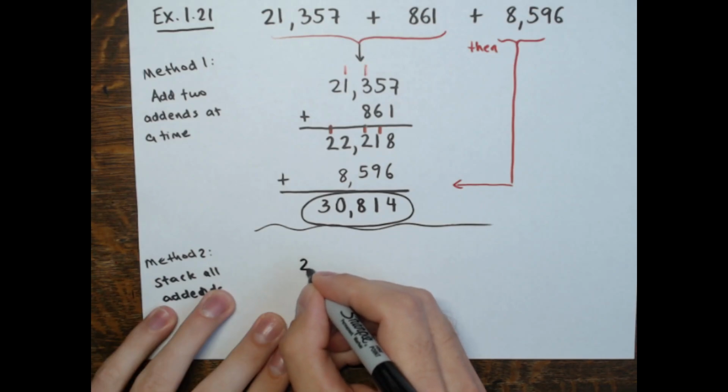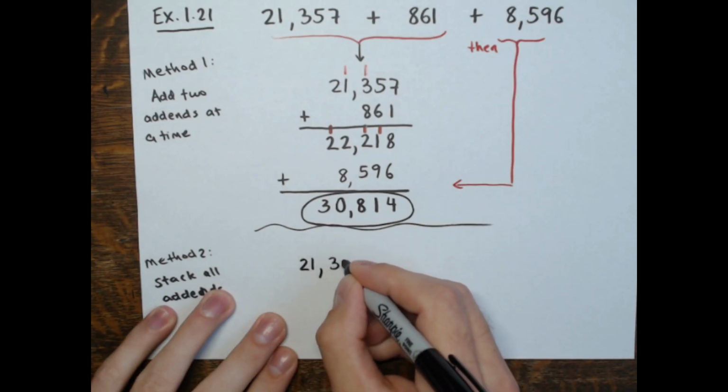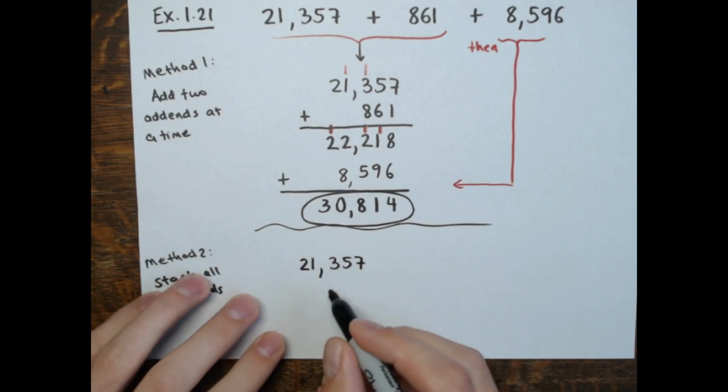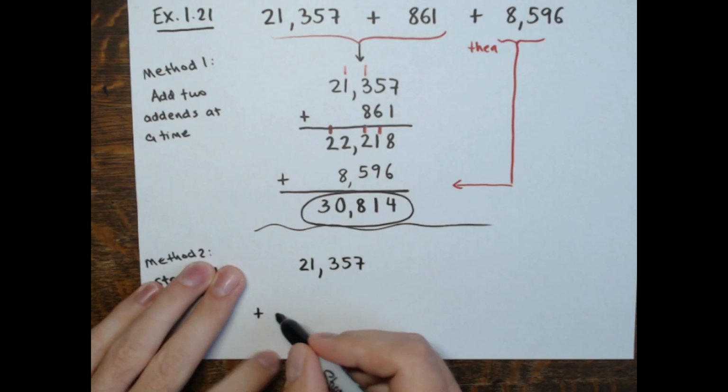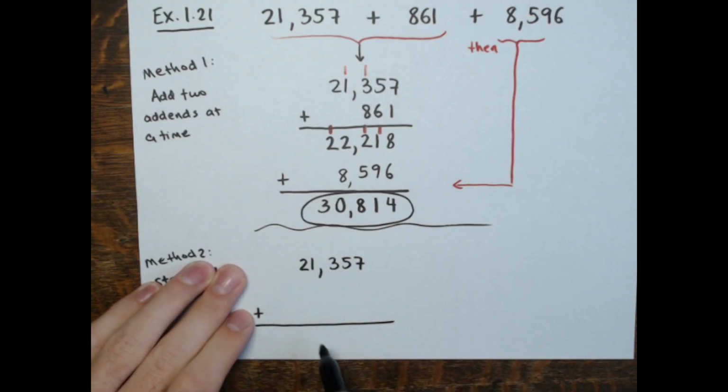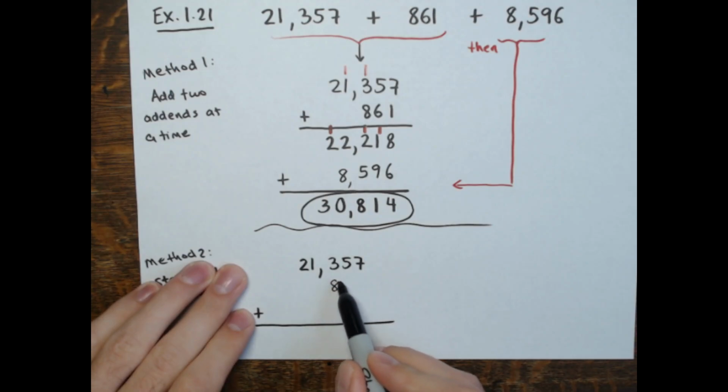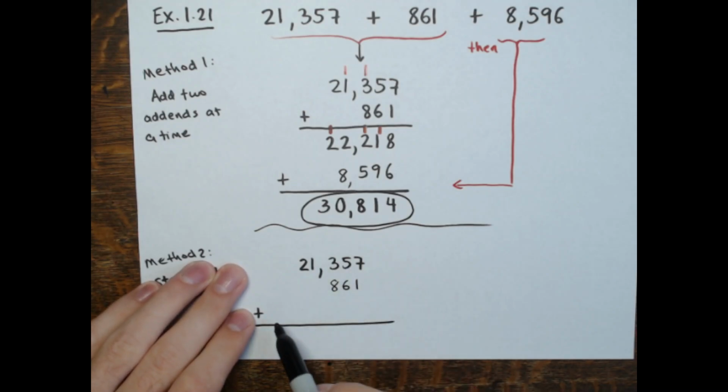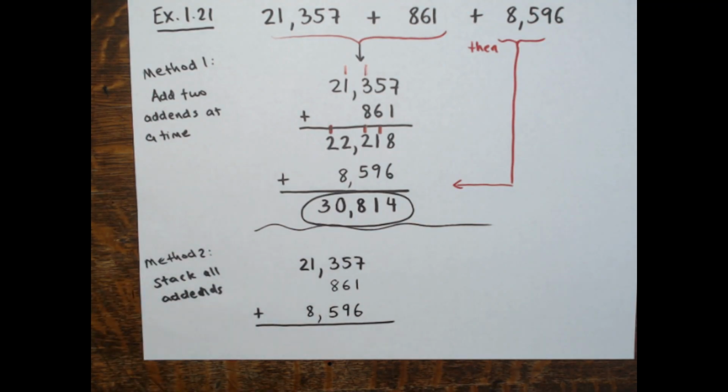So for this one, I got 21,357 plus, put the big plus at the bottom here. We're just adding all these things. 861. So again, lining up the place values. Plus, and then 8,596. And again, this is for people who have much more confidence in their ability to add strings of numbers. So again, with the plus down here implies that we're adding all of these. This is all addition.